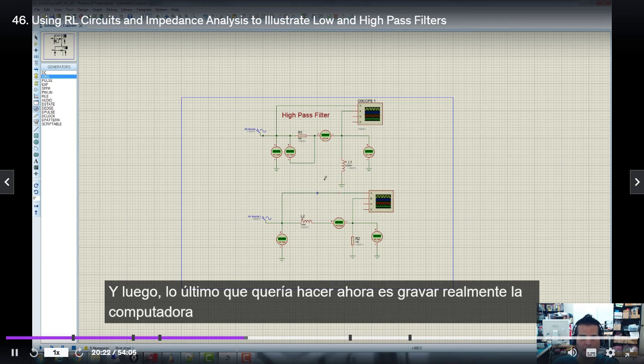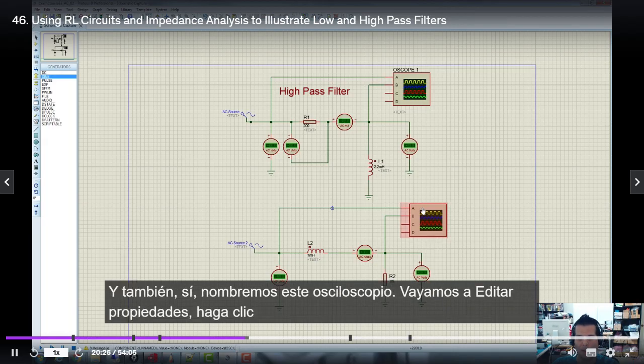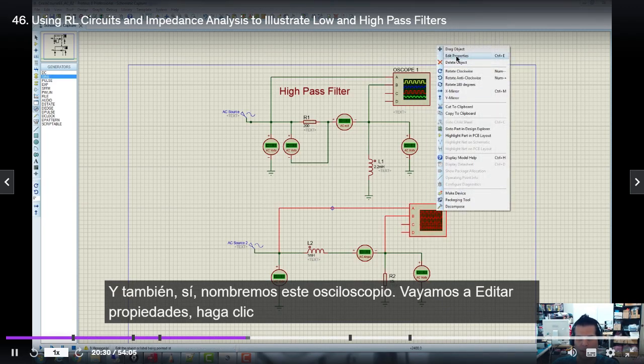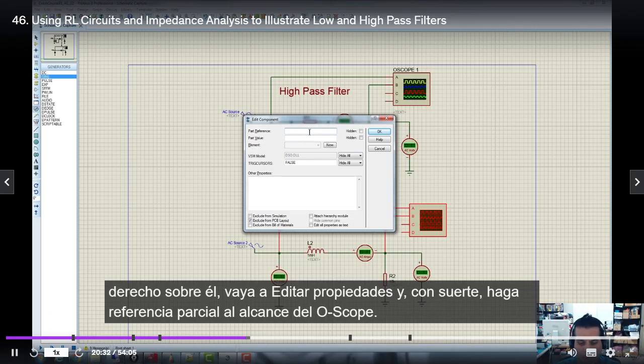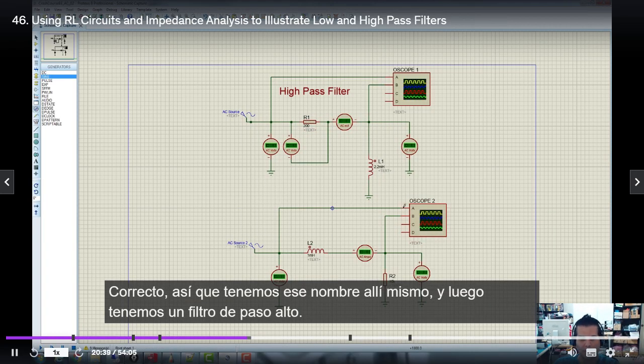And then the last thing that I'm going to do now, this is going to really tax the computer running these 2 oscilloscopes. And also, oh yeah, let's name this oscilloscope. Let's go to Edit Properties. So I'm going to right-click on it, go to Edit Properties, and hopefully part reference, yeah, oscope 2. All right, so we got that name right there.